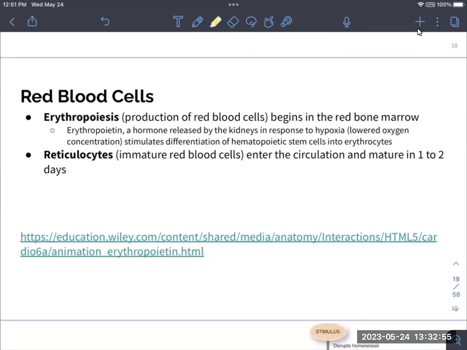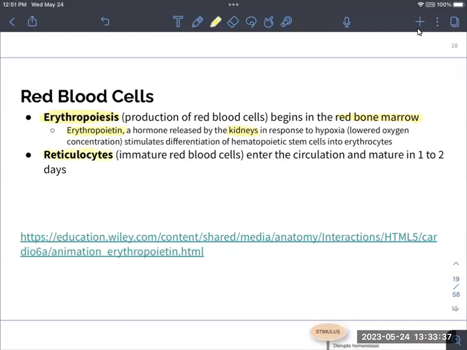So as we had mentioned, erythropoiesis is how those red blood cells get made. I mentioned it starts in the red bone marrow. It all starts from a hormone, erythropoietin. Erythropoietin is actually released by the kidneys, if you remember from the endocrine system last chapter. Not enough oxygen in the blood is what stimulates the creation of those new red blood cells.